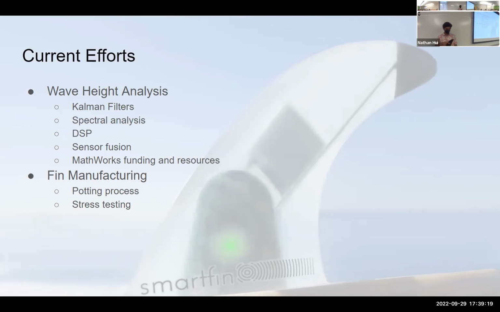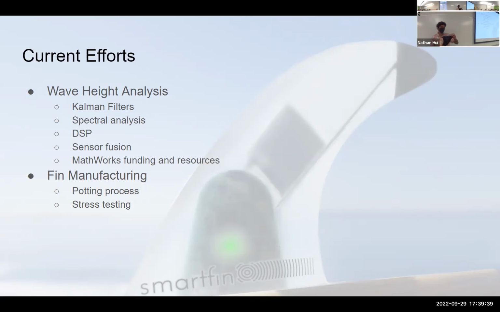So the current state of the fin right here, we have a fin that works, but we need to do things with the data so that scientists can use it to study climate change patterns, and make models of their own. So our main focus this quarter will be on wave height analysis.